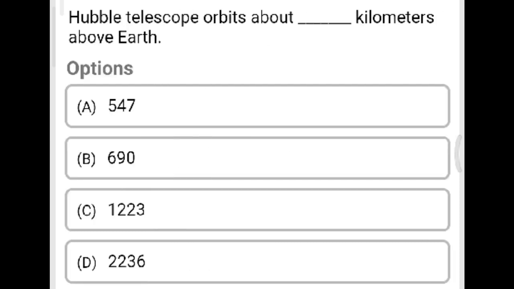Next question, Hubble telescope orbits about dash kilometer above the Earth's surface. Option A 547 kilometers, option B 690 kilometers, option C 1223 kilometers, option D 2236 kilometers. The correct answer is option A 547 kilometers.